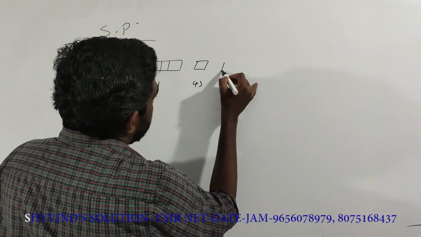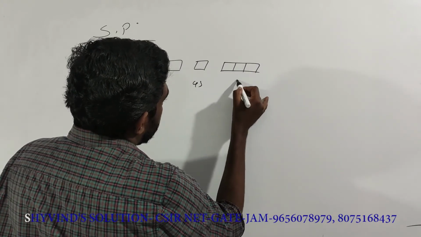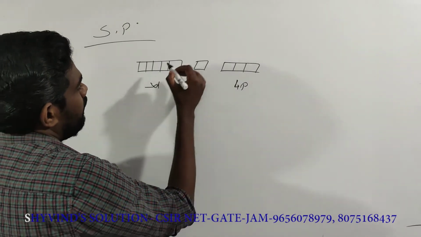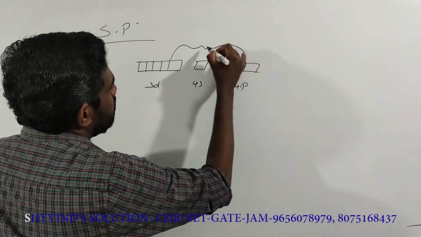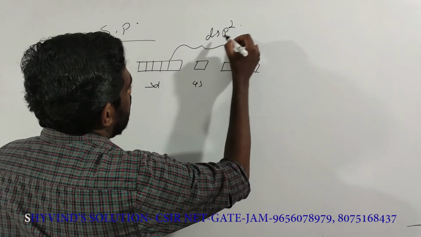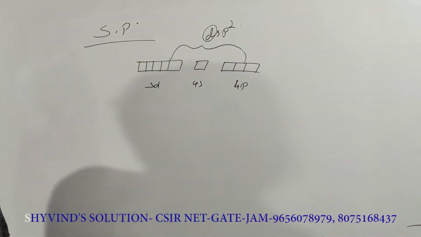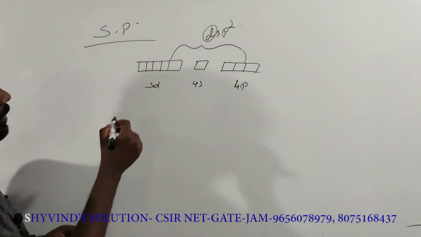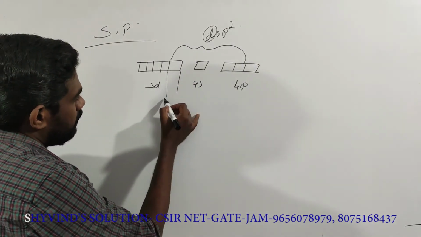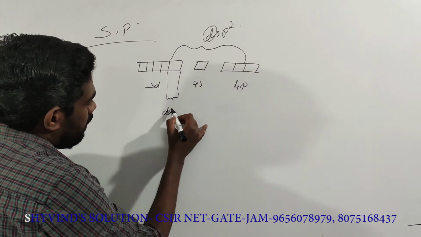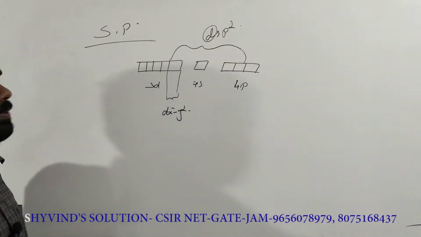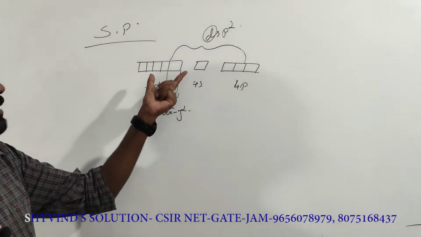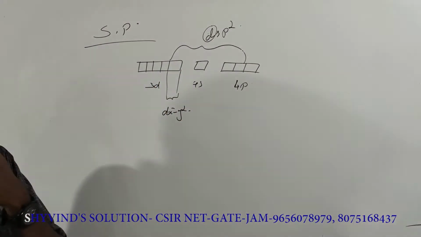4s, 4p. So for square planar systems it will be dsp2 hybridization. The d orbital involved in this hybridization is dx square minus y square. This d orbital is dx square minus y square for dsp2 hybridized square planar molecules.